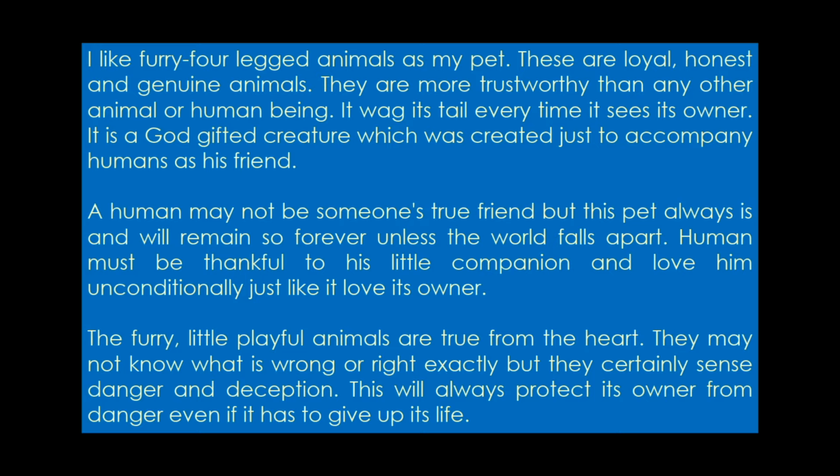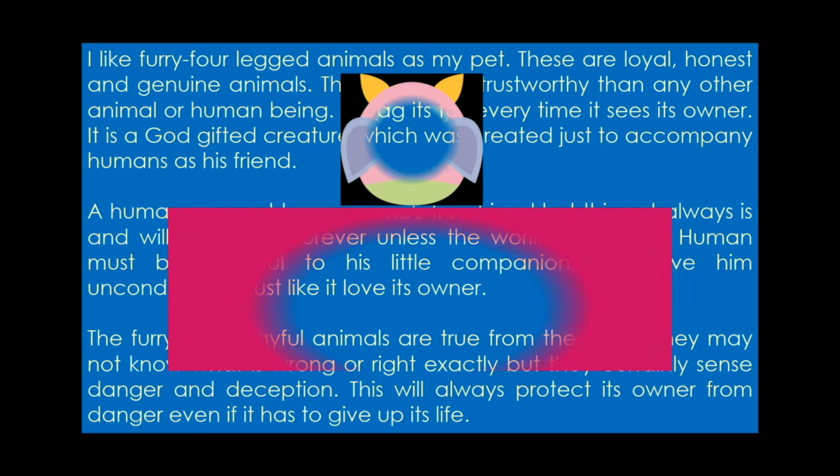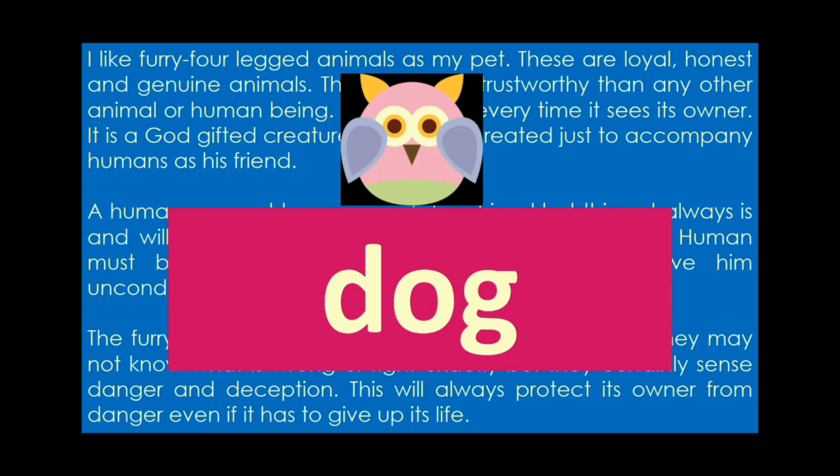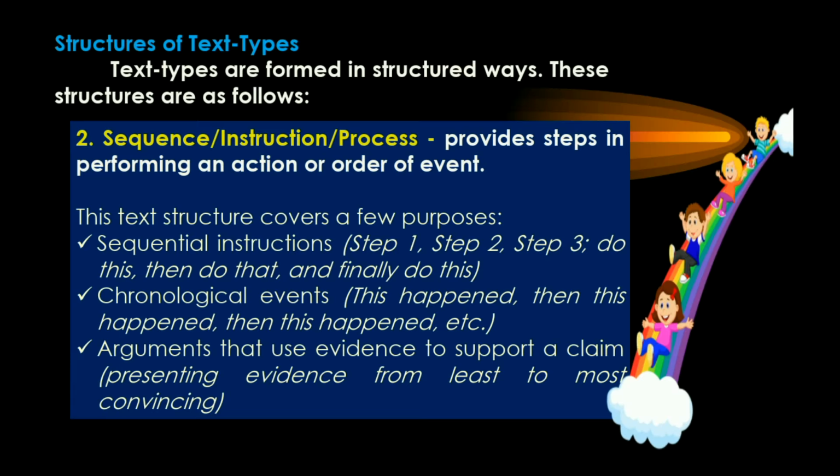Humans must be thankful to their little companions and love them unconditionally, just like they love their owners. The furry, little playful animals are true from the heart. They may not know exactly what is wrong or right, but they certainly sense danger and deception. They will always protect their owner from danger, even if they have to give up their life. So, what type of animal is being described in the text? Certainly it's a dog, correct? Okay, so let's proceed to number 2.